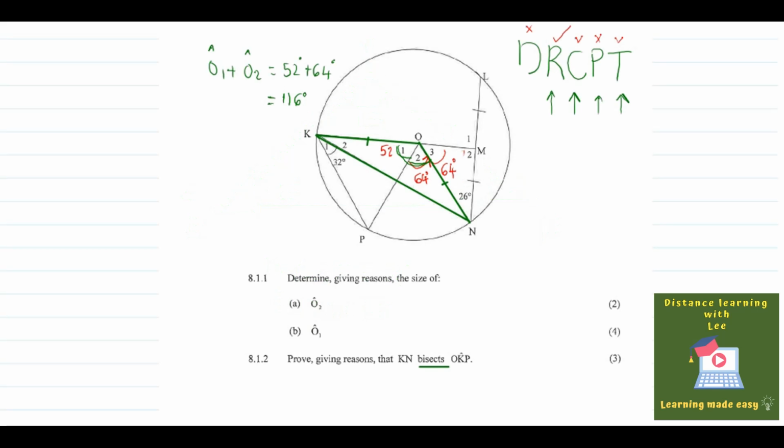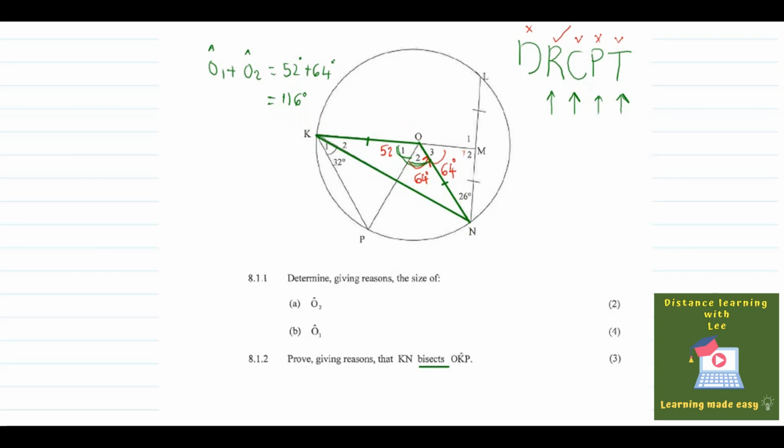And once you see that it's an isosceles triangle, what do you know about an isosceles triangle? We know that the angles that are opposite the sides that are equal are also equal. And then from there, we've already calculated the angle O. We've already calculated angles O1 and O2. Okay, so we add them together to get the total for the O that's on our triangle KON, and we found that it's 116 degrees.